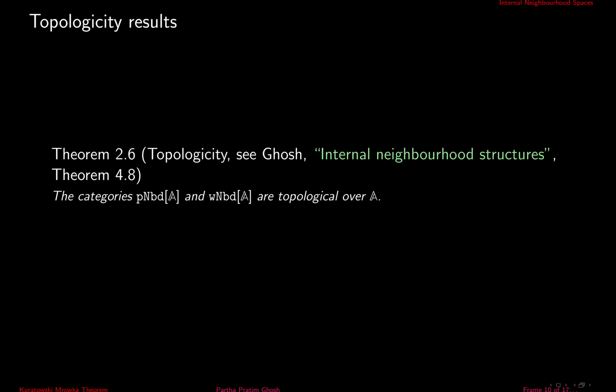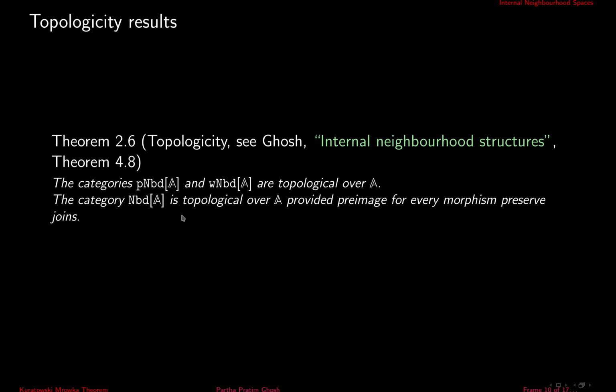The categories of pre-neighborhoods and weak neighborhoods are topological. So this tells us that we can bring in the analogy of weak and strong topologies over here. That means, in other words, given a limiting object, we can create the smallest pre-neighborhood system on the limiting object such that each component of the limiting cone becomes a pre-neighborhood morphism. Dually, on the co-limiting objects, we can create the largest pre-neighborhood system which makes each of the components of the co-limiting cone pre-neighborhood morphisms. For neighborhoods, we have to be much more careful. Provided every morphism preserves joins, then neighborhood is topological.